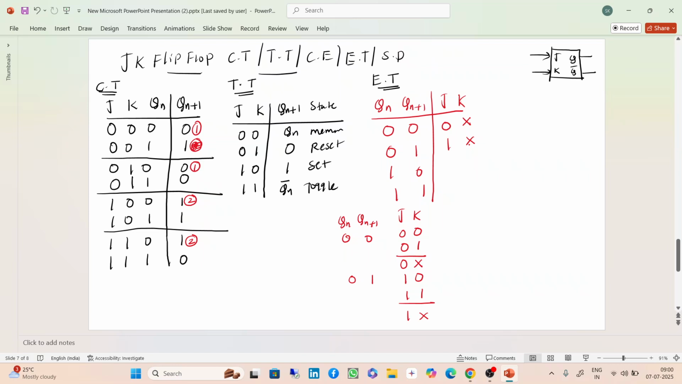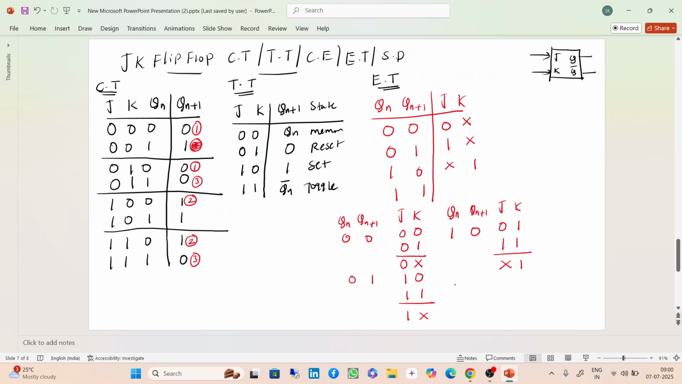Next, Qn to Qn plus 1, J K. The next state is 1 0. If it is 1 0, this is the third case. If you see the third case, 0 1 and 1 1, so if you combine them, what you are getting is don't care 1.